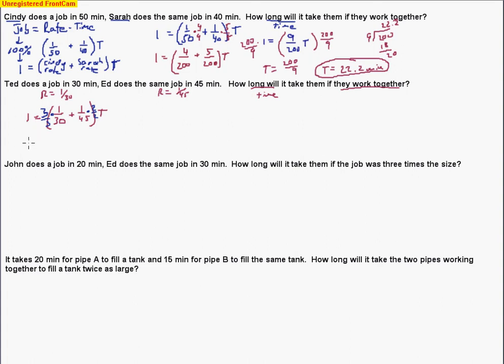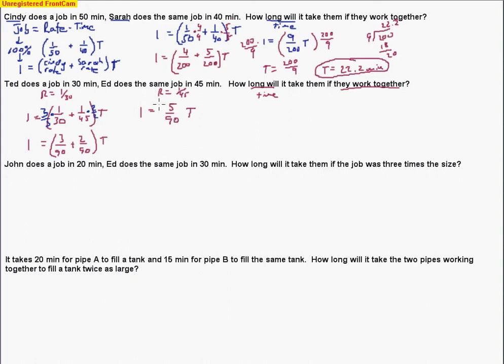So I end up with 1 equals, this makes 3/90ths plus 2/90, and this is multiplied by time. And so we'll take a look at the next part here. I add the numerators together, and I end up with 1 equals 5/90 t. So what this means is 5 parts out of 90 get done each minute when Ted and Ed are working together.